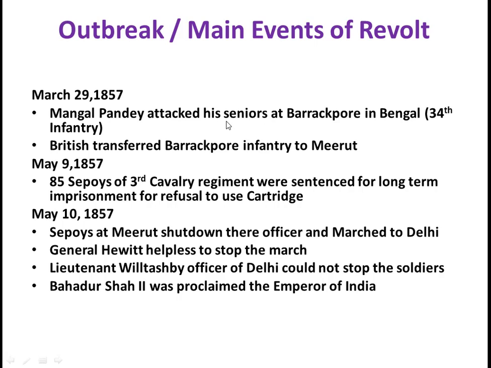The British successfully put down the rebellion there. And on May 9, 1857, 85 sepoys of the 3rd Cavalry Regiment were sentenced to long-term imprisonment for refusal to use the cartridge. On May 10, 1857, sepoys at Meerut shot their officer and started their march to Delhi. General Hewitt was helpless to stop the march. Lieutenant Willoughby, officer of Delhi, could not stop the soldiers. Bahadur Shah II was consequently proclaimed the Emperor of India by the rebels.